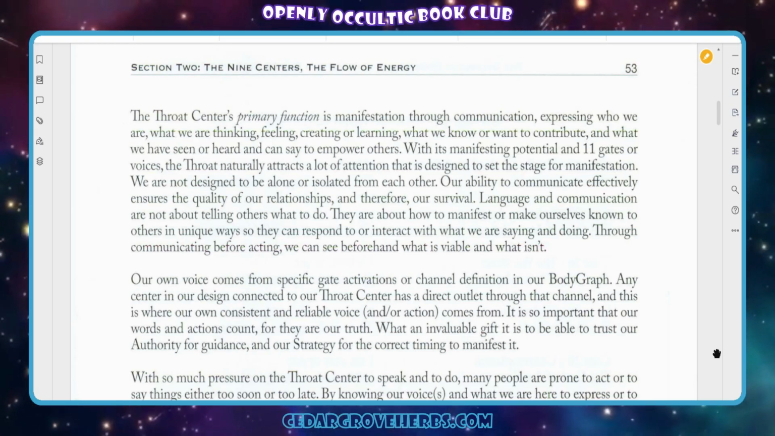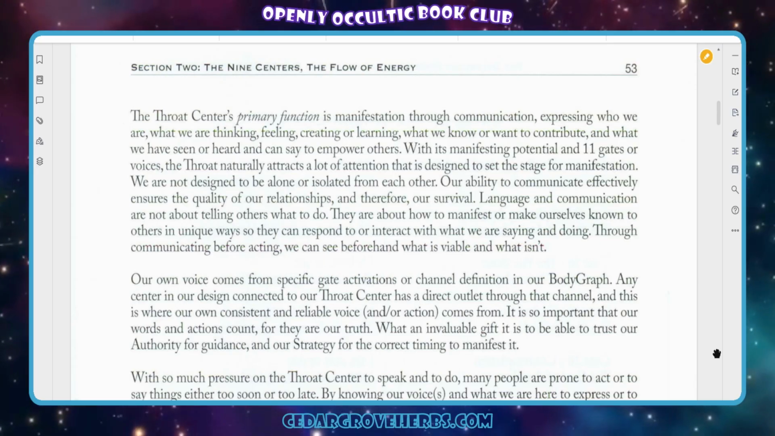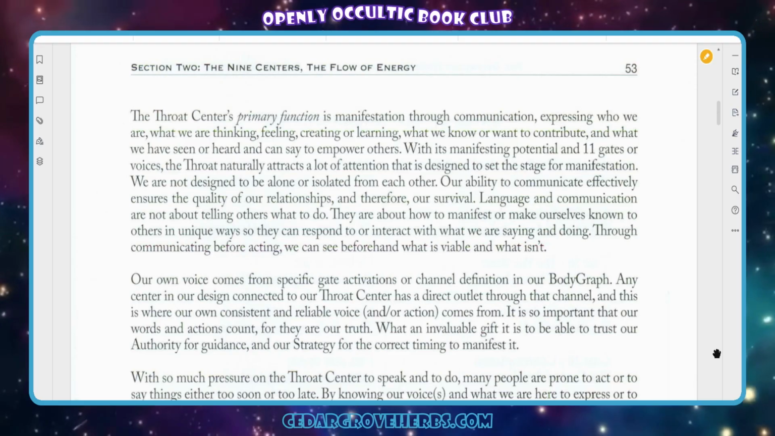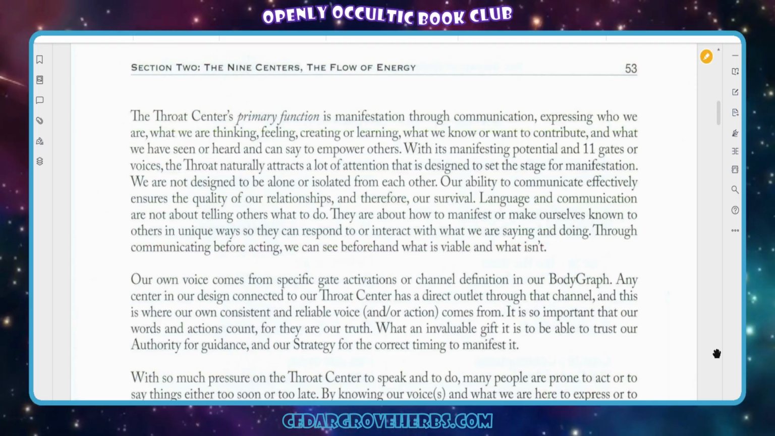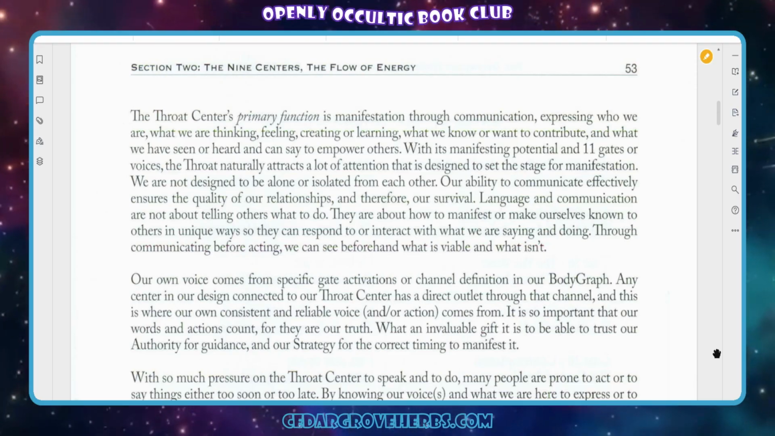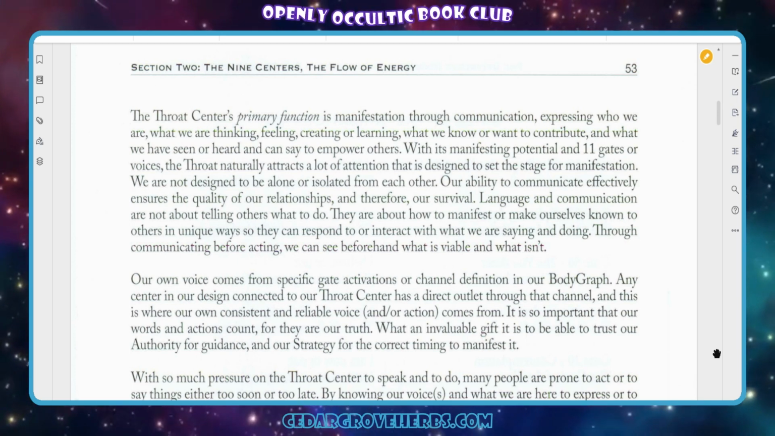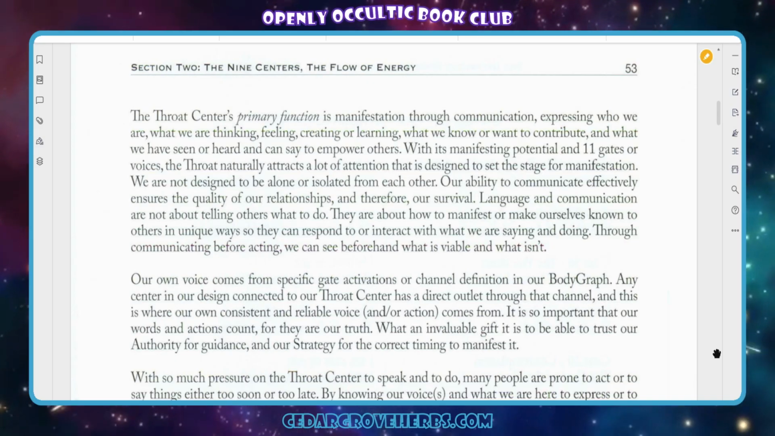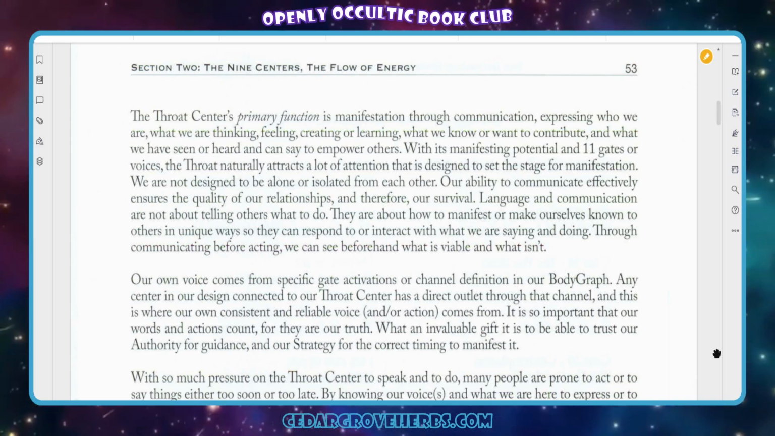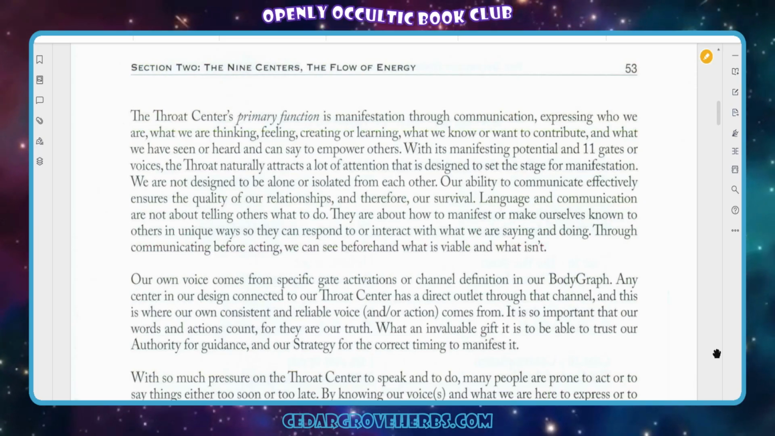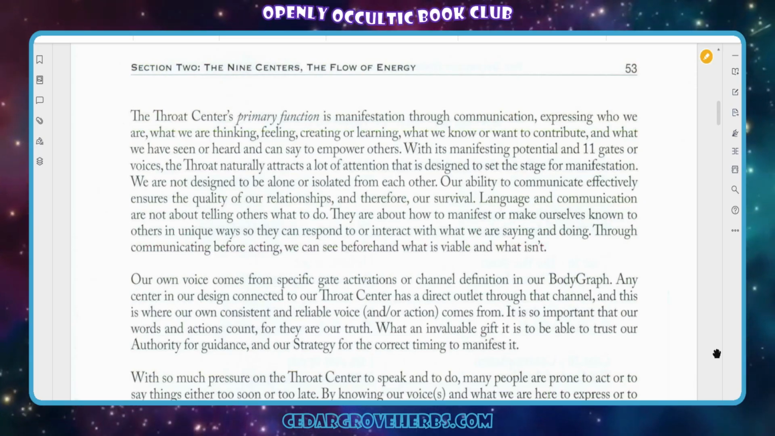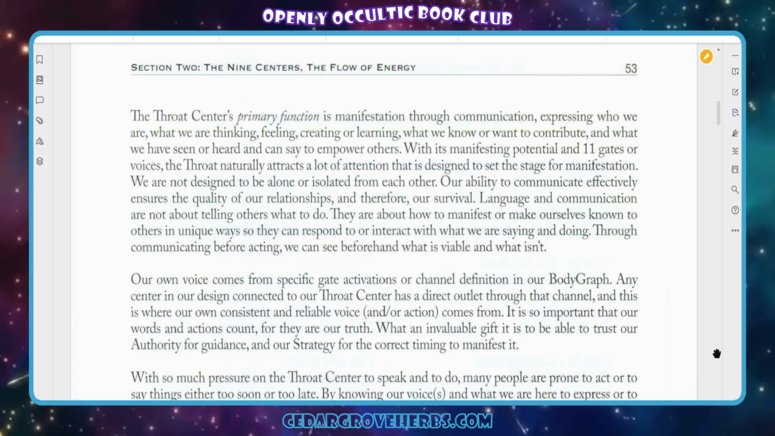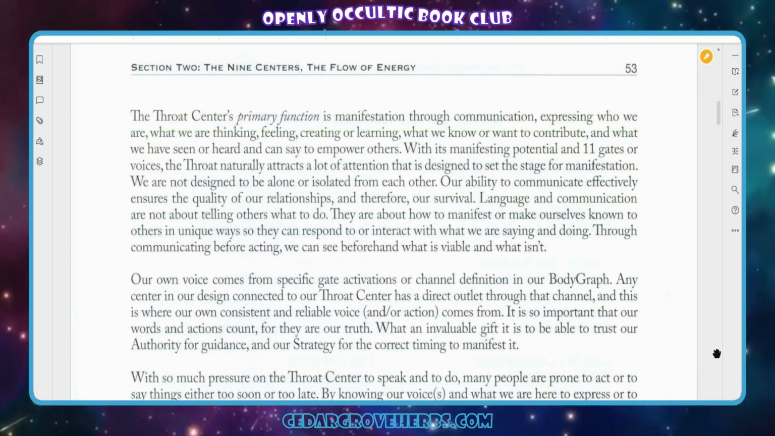We are not designed to be alone or isolated from each other. Our ability to communicate effectively ensures the quality of our relationships and therefore our survival. Language and communication are not about telling others what to do. They're about how to manifest or make ourselves known to others in unique ways so that they can respond to or interact with what we are saying and doing. Through communicating before acting, we can see beforehand what is viable and what isn't.